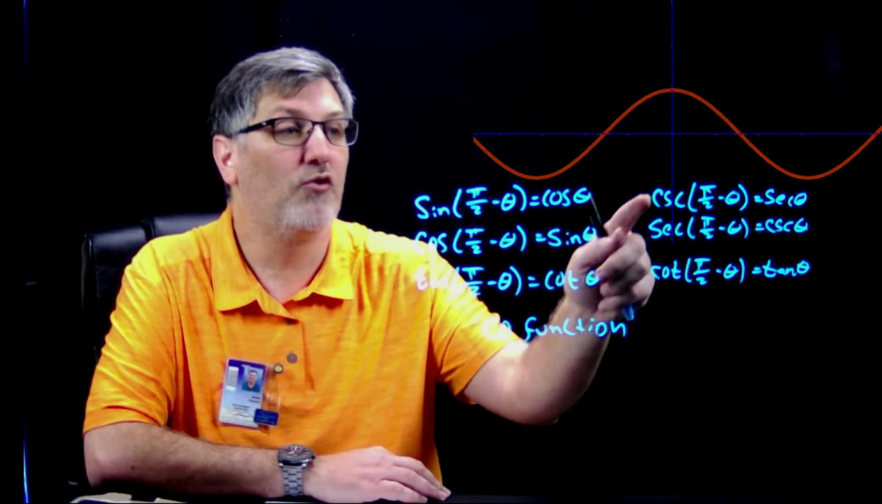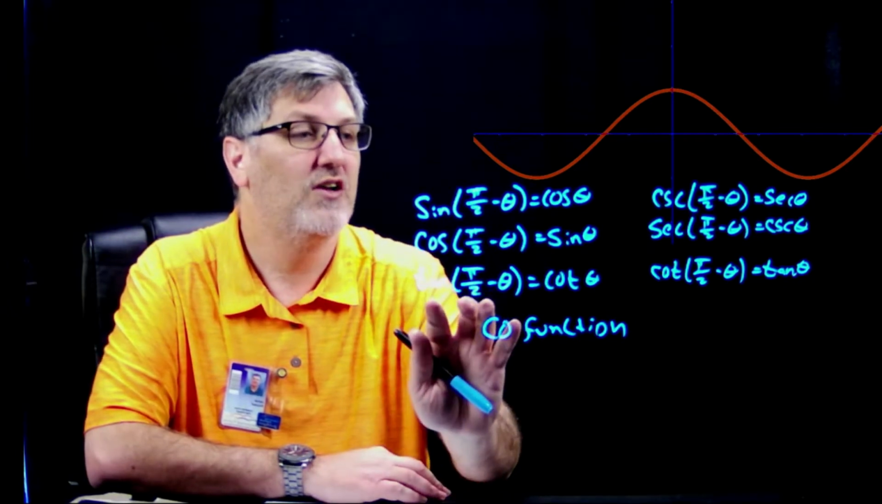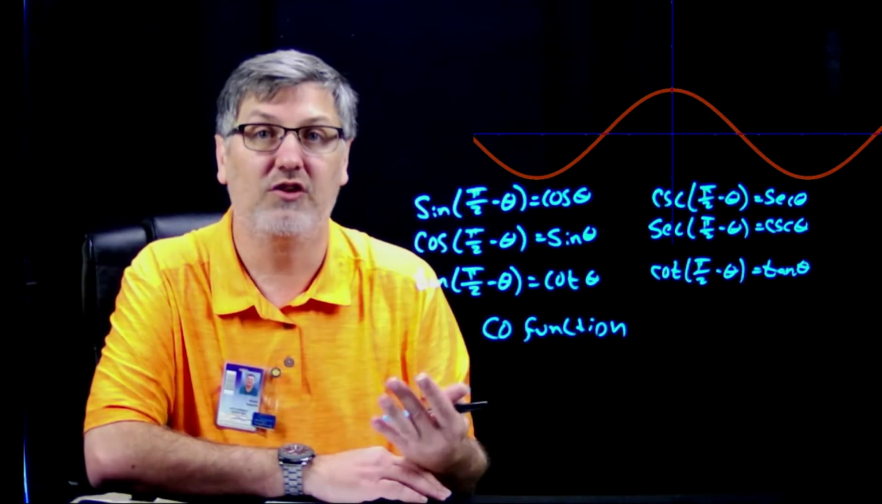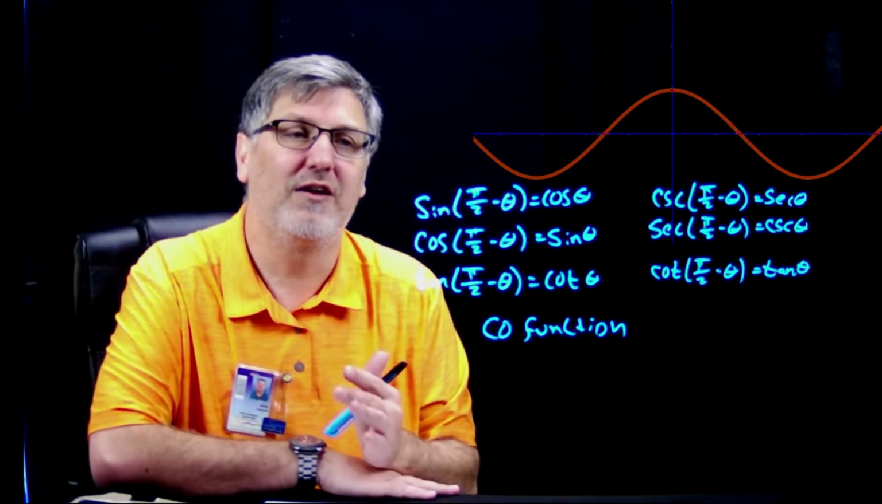And the same holds true with secant and cosecant. They're just shifts of each other, shifts and reflections. Same with tangent and cotangent. They're just shifts and reflections. But there's an easier way and another way to actually think about these.